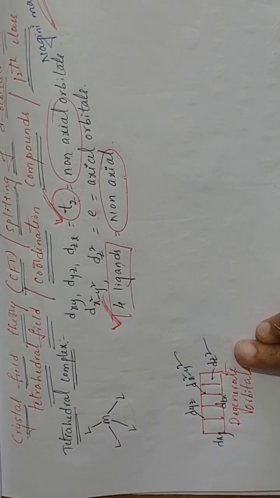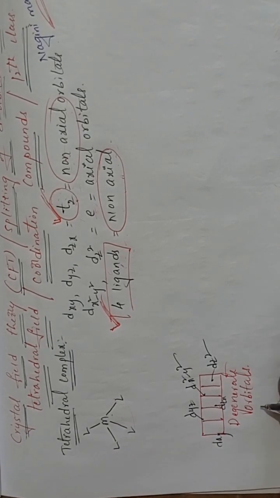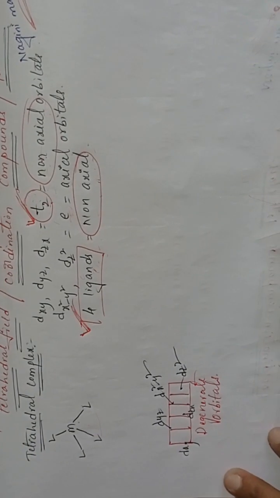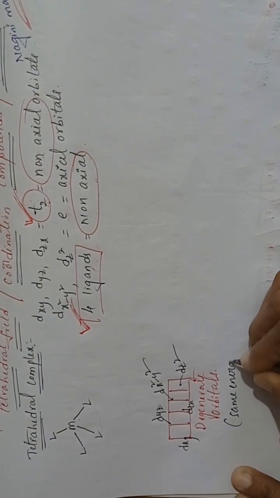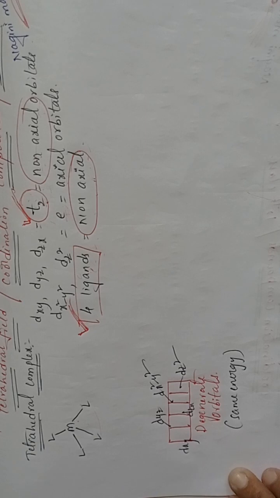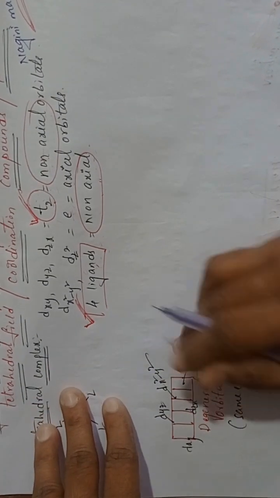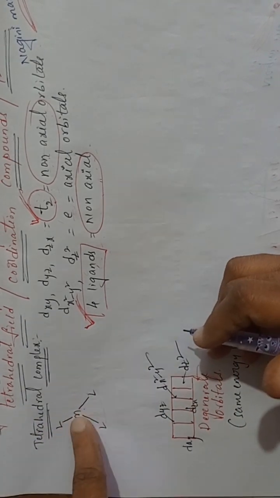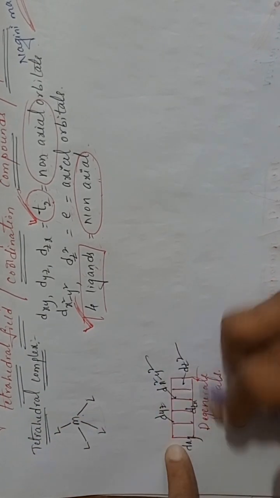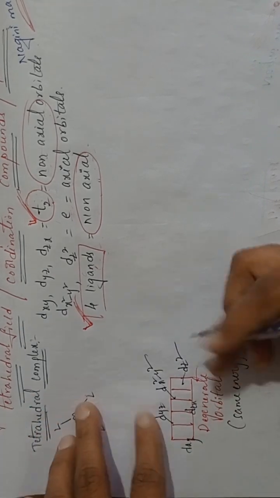This total 5 d orbitals are degenerate orbitals. That means they have the same energy. Are you understanding? They have the same energy. Now these orbitals are split. First they lose their degeneracy. That means whenever four ligands come closer to the central metal atom, these 5 d orbitals lose their degeneracy. That means their energy is changed.